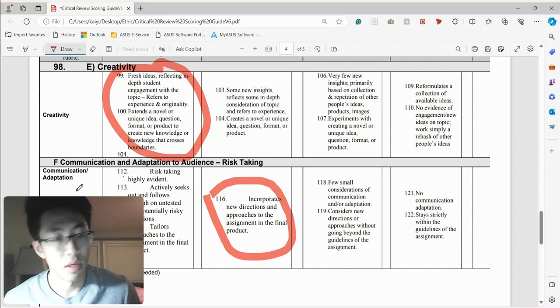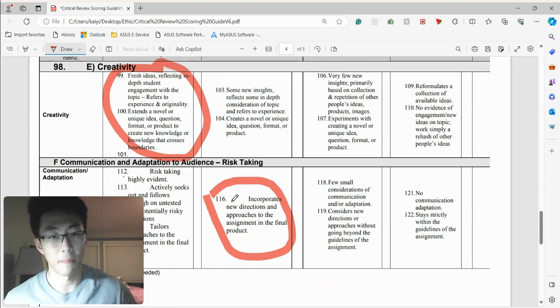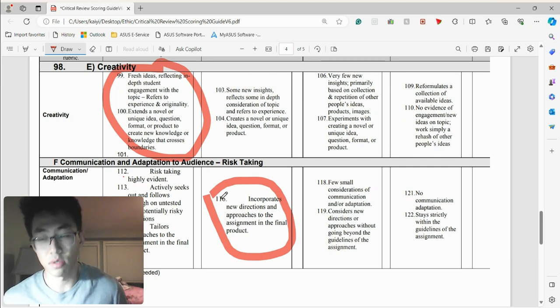In terms of communication and adaptation, I would give myself a level 3. It's because I wasn't being too bold on the topic, on my statement. Didn't take too much risk. However, I did integrate these module discussions into a new direction.